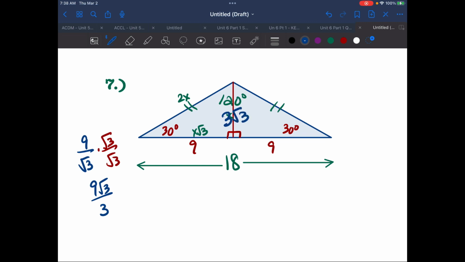So guys, going from the short leg to the hypotenuse, or x to 2x, we're going to double. So what is the length of the hypotenuse? It's going to be 6 radical 3. And now I can duplicate the same things on the other side.